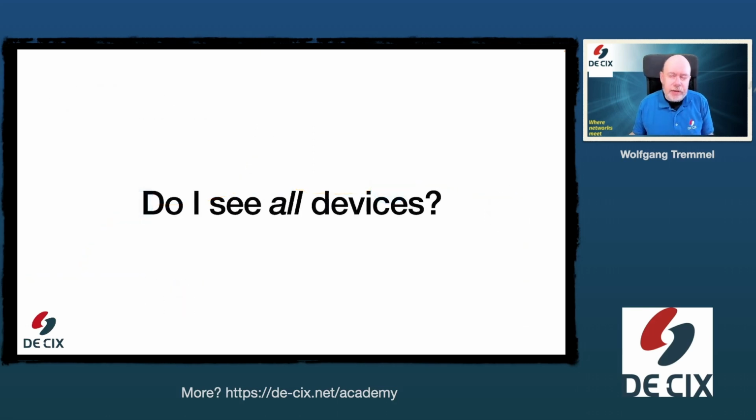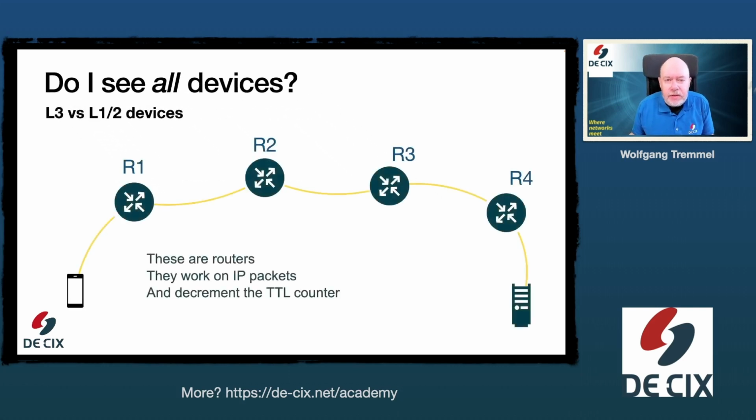The first question I asked in my introduction: do I see all devices in Traceroute? This was our example network. These are all routers here, so they work on IP packets and they decrement the time to live or hop limit counter. But is that all devices in the network?